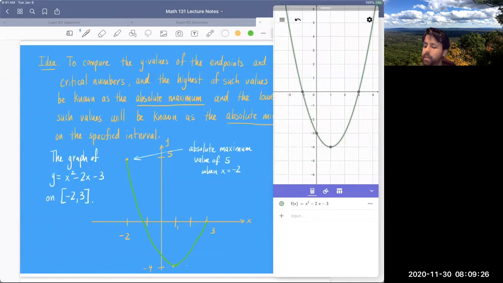And then what's the absolute minimum? Well, it's this one right here. It's the relative minimum, right? It's also an absolute minimum. So this is an absolute minimum value of -4 at x value being 1.